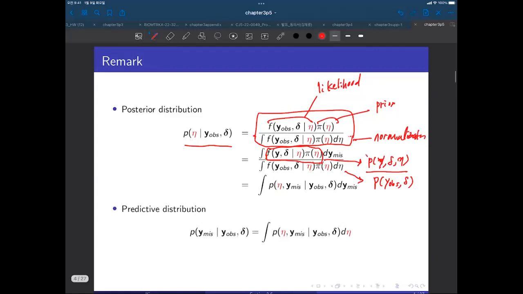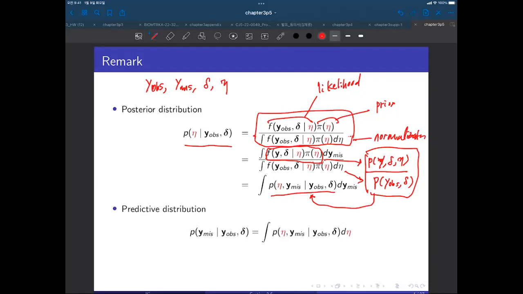So then this guy is equal to this guy. Remember, in Bayesian, everything is random, right? The parameter is also random. So it's just another random variable. Eta is just another random variable. So we actually have 4 random variables. Or to be rigorous, y miss, y obs, delta, and eta. So that's why we have 4: 1, 2, 3, 4. Okay.